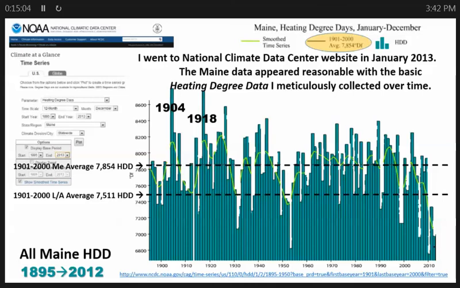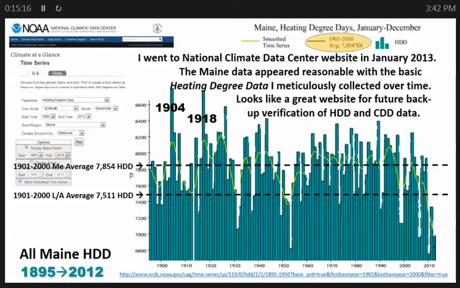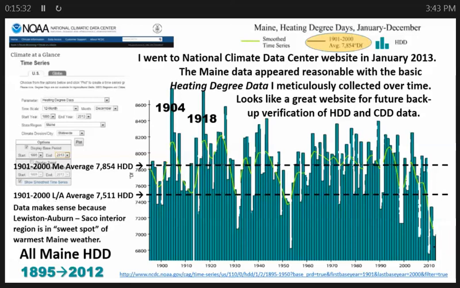So the Maine data, as I said here, appear to be reasonable with the basic heating degree days I meticulously collected over time. So we've got some agreement here. Looks like a great website for future backup verification of heating degree days and cooling degree days in general for Maine. I thought that back in 2013. And again, the data makes sense because Lewiston, Auburn, and the Saco interior region, we talked about this in one of the earlier parts, is the sweet spot of the warmest Maine weather experienced.